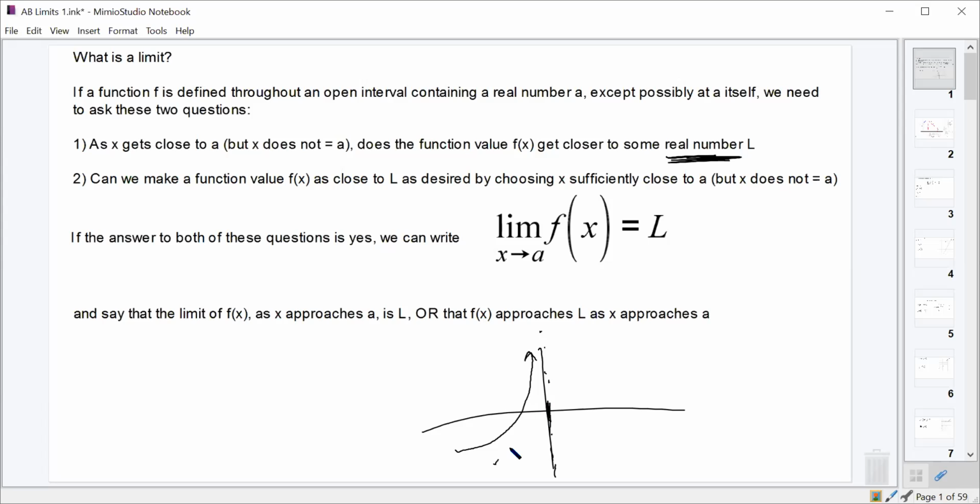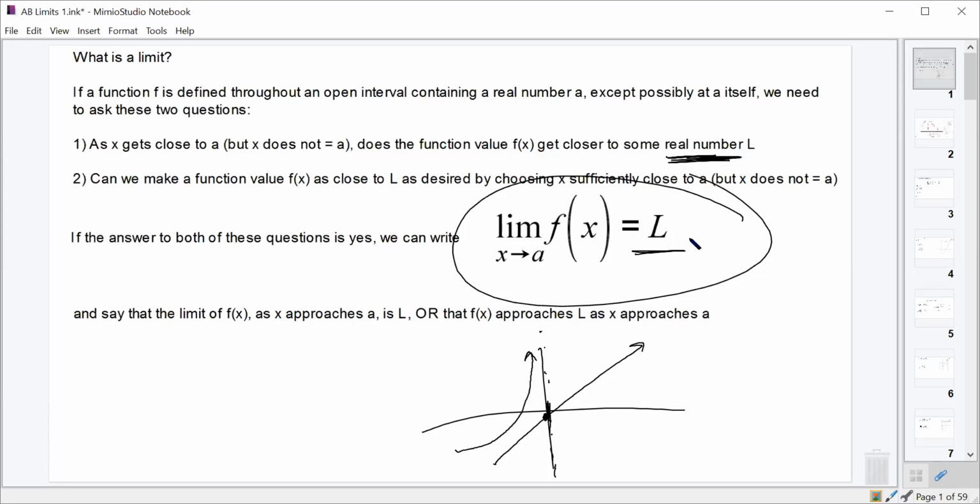But if I just have some function that's doing this as x approaches 0, well, yeah, I'm approaching some real number L, right? And the second part of it is, can I get as close to that number L as I want to by choosing numbers very, very close to x equals a? And that part we'll worry about in just a second. That's the second question we ask ourselves. And if we can answer yes to both those questions, then we say that the limit exists, and the limit is whatever that L value that we're getting very close to is.